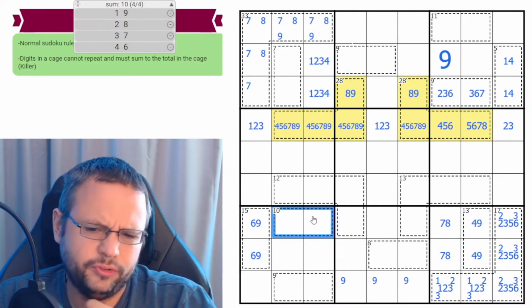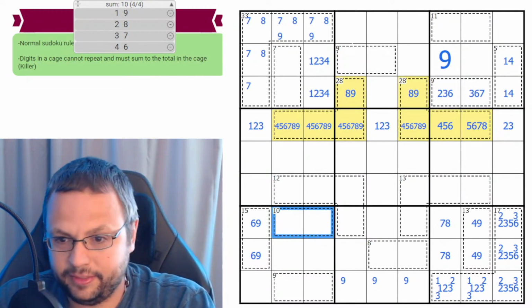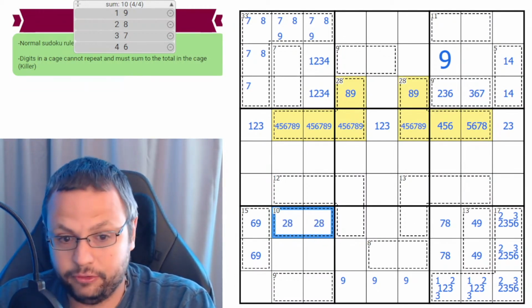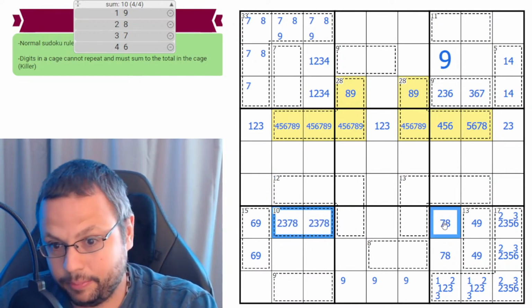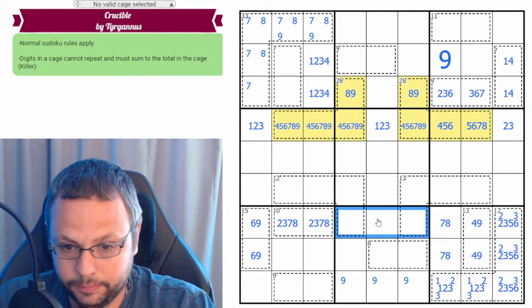So we have a virtual 7-8 pair. I don't know if this is worth marking, but we have a virtual 7-8 pair because this in the row is either 2-8 or 3-7, and pairs up with that. So no more 7-8s in this row.